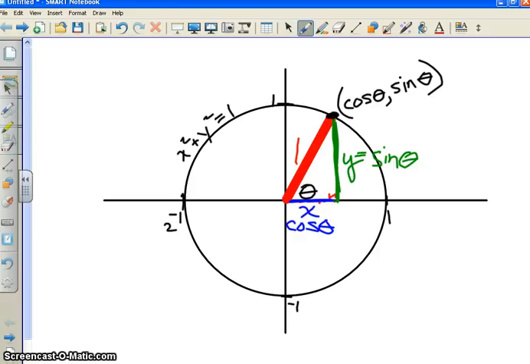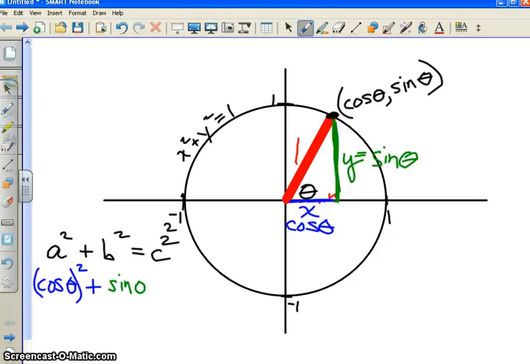We could also do Pythagorean theorem. A squared plus b squared equals c squared. And on my triangle there, the right triangle, one of my legs is cos. So for A, I'm going to do cos theta squared. For my other leg, it's the y value, or my sine. So I'm going to do sine of theta for B, squared, is equal to the radius squared, which in this case is 1 squared, or just 1.